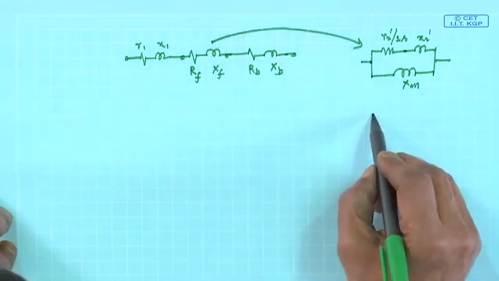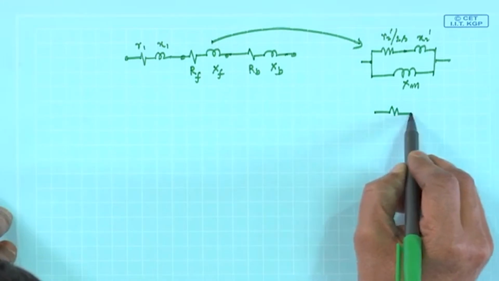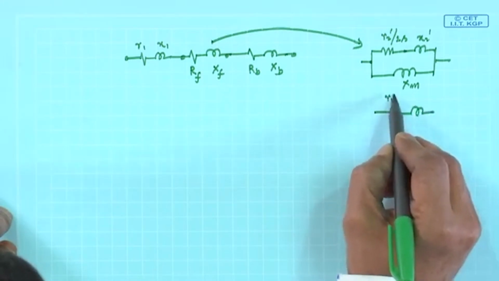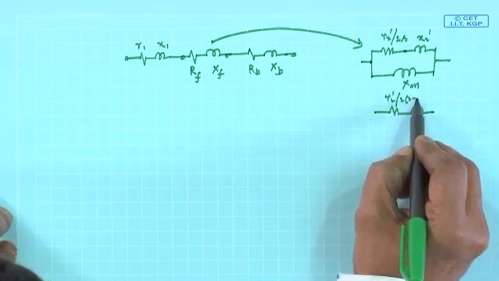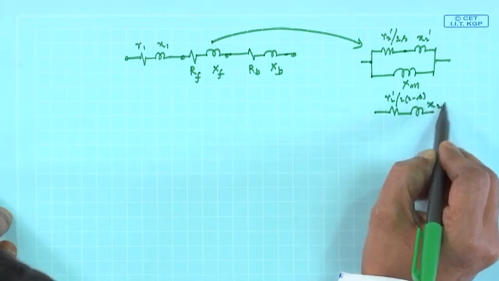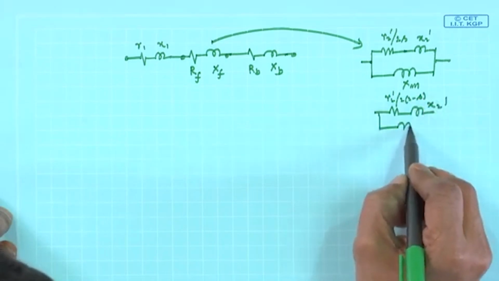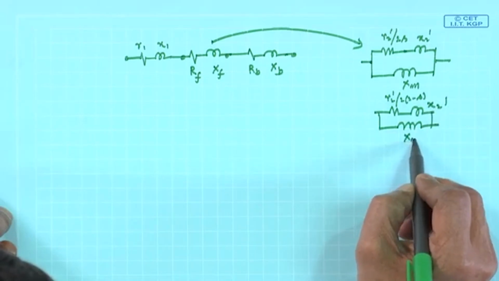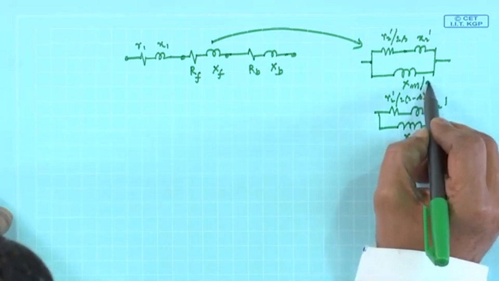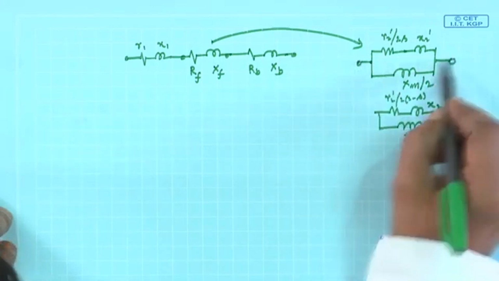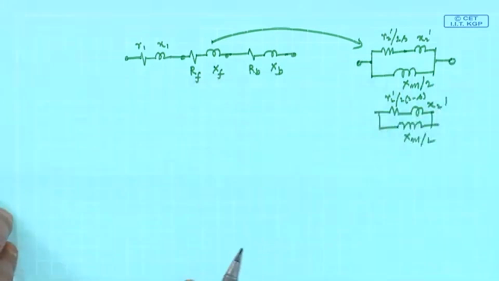Similarly, R b x b is R 2 dashed by 2 into 2 minus s, and this is x 2 dashed, and this is x m by 2. This is also x m by 2. So this can be brought in this one.